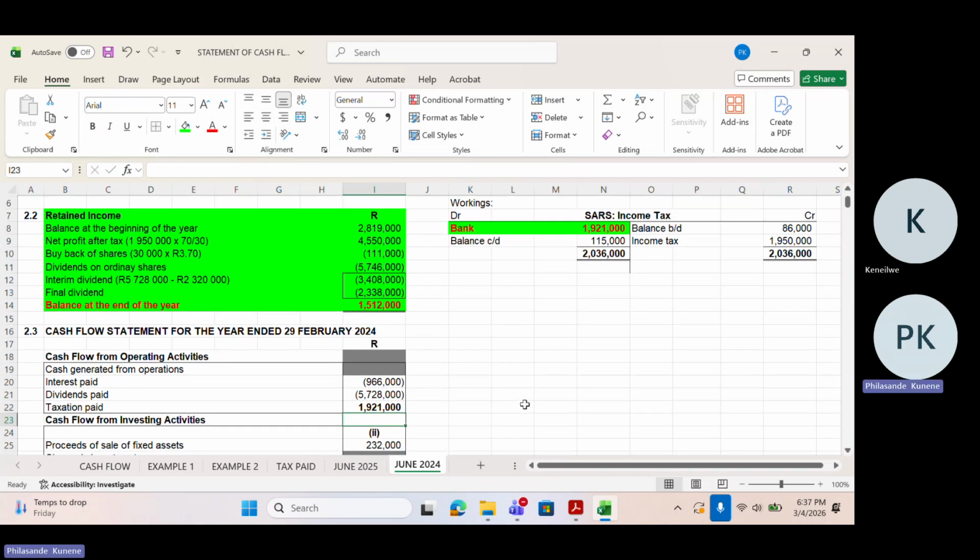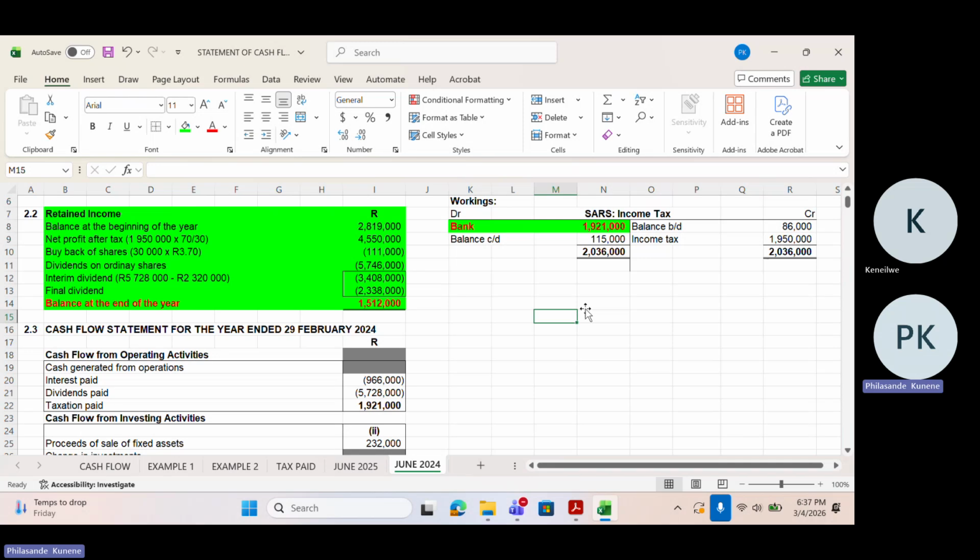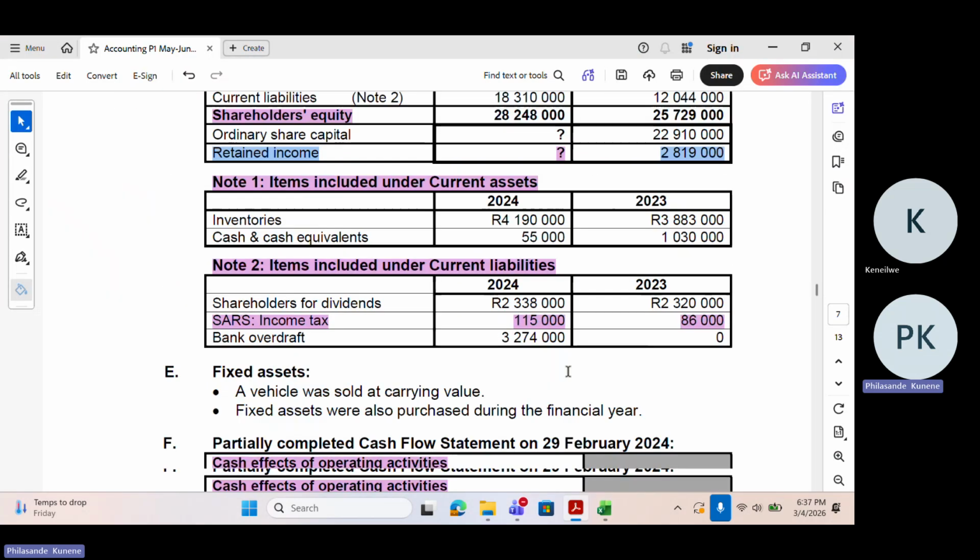I want you to master this account. I don't want you guys to not be able to do this SARS income tax thing. It's very simple and straightforward. I did show you different scenarios where you can have balances on one side. Balance brought down and balance carried down can be on the credit side. They can also be on a debit side, but income tax will always be on a credit side. Okay, then we move to the next one.